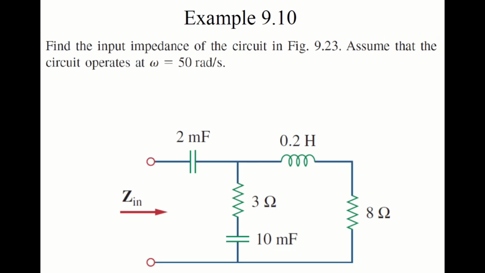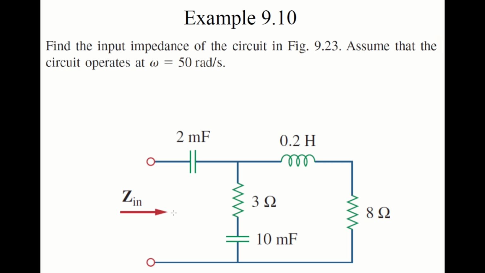Okay, let's look into this example 9.10. Find the input impedance of the circuit in figure 9.23. Assume that the circuit operates at an angular frequency equal to 50 radians per second. So we have a circuit here, and the question asks to find the input impedance, which is from this here.